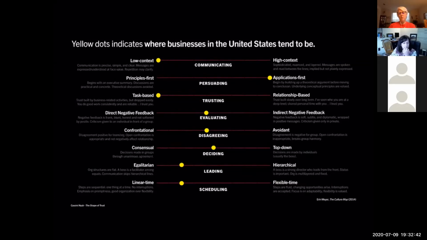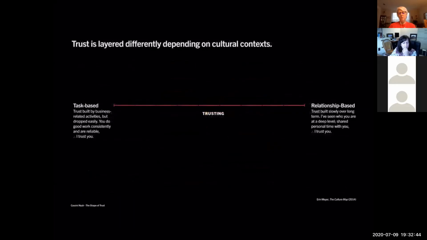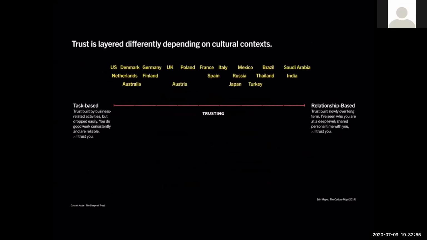You can look at all of these here, but let's just examine trust a little bit more inside these cultural contexts. I'm from a very small country called Trinidad. It's 60 miles at its longest point. It has 1.5 million people. Dallas-Fort Worth is physically larger and has a larger population than my entire country. But we're probably closer to the right on relationship-based.